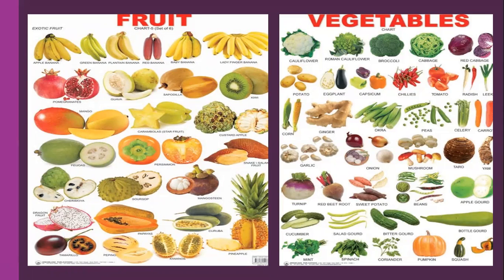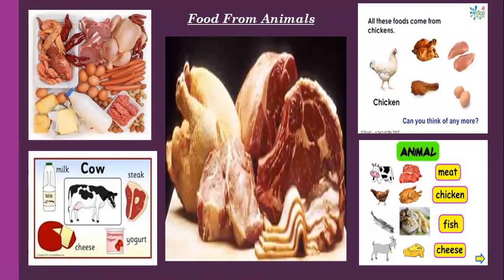So promise me today that you should eat fruits and vegetables regularly and drink milk as well. Okay, children? Good. Let's move. Now we had food from animals. What do we get from animals?